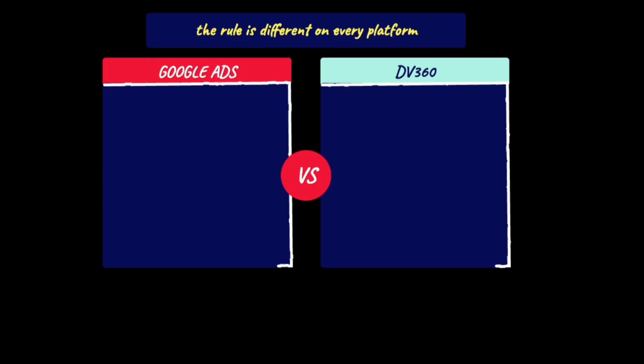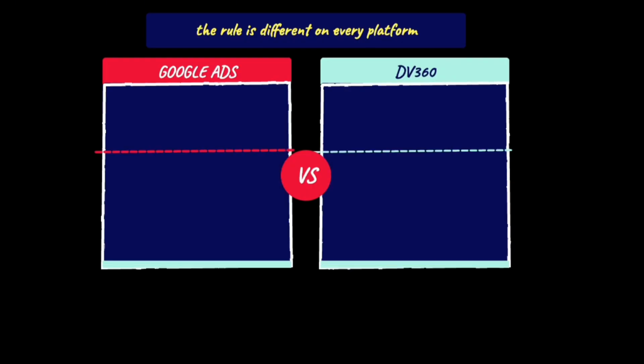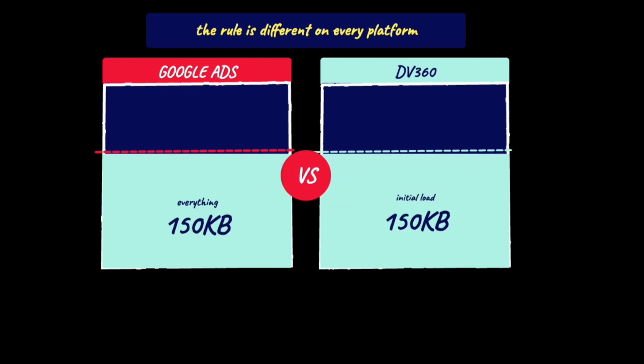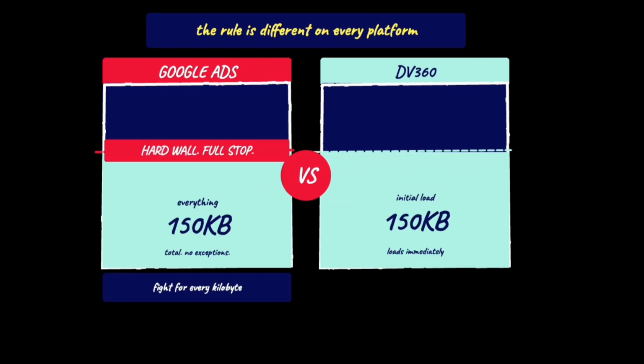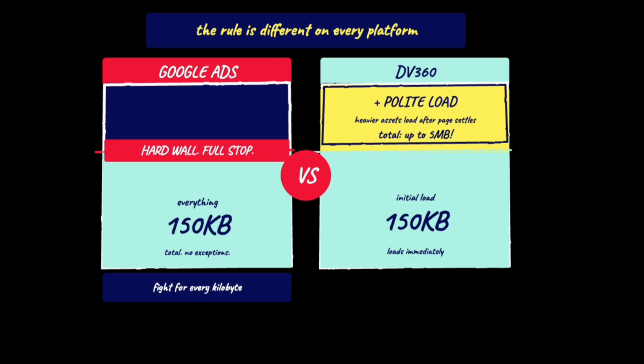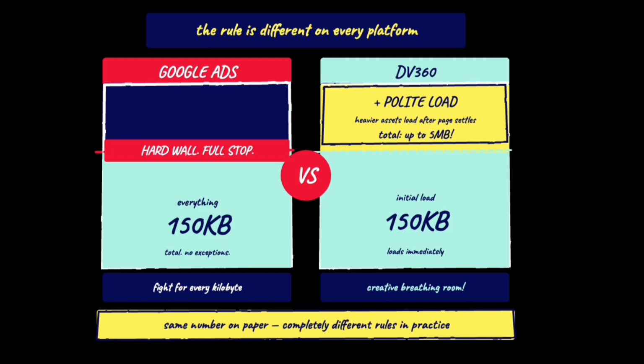That 150 kilobytes rule doesn't work the same way on every platform. On Google Ads, 150 kilobytes means the total zip. Everything. No phase loading, no second chances. Your complete ad has to fit. On DV360, you get something called polite loading. Your ad loads in phases. The first 150 kilobytes loads immediately, and then after the host page settles, your assets load in a second wave that doesn't count against the initial limit. On DV360, your total can reach up to 5 megabytes.